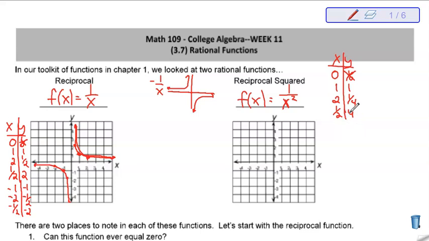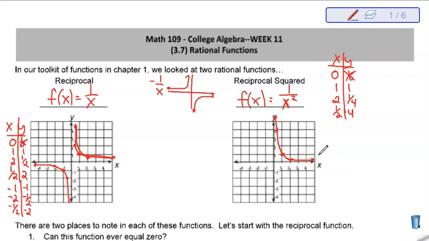So I, again, have this 1, 1 that's a key point. Then here I have 2, 1/4, and at 1/2, we're now at 4. So what I have is this function that looks like that. And again, if you plot points at 3, 4, 5, you would see that they get very, very small.